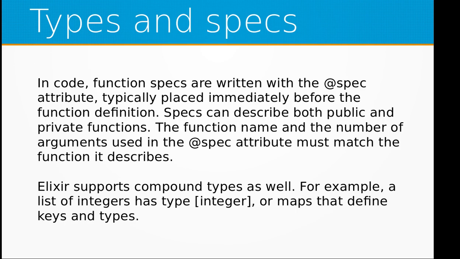In code, function specs are written with the @spec attribute, typically placed immediately before the function definition. Specs can describe both public and private functions. The function name and the number of arguments used in the spec attribute must match the function it describes. Elixir supports compound types as well. For example, a list of integers has type [integer], or maps that define keys and types.